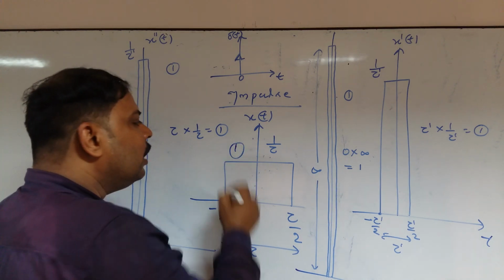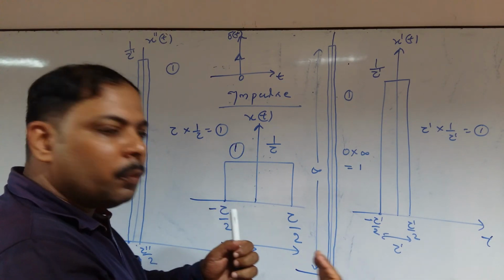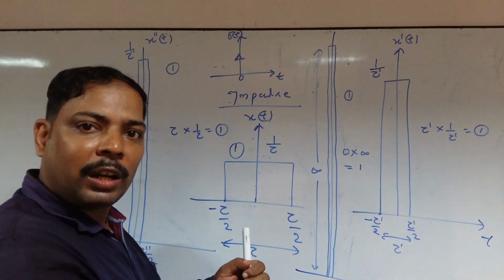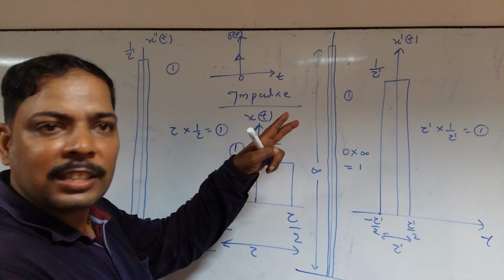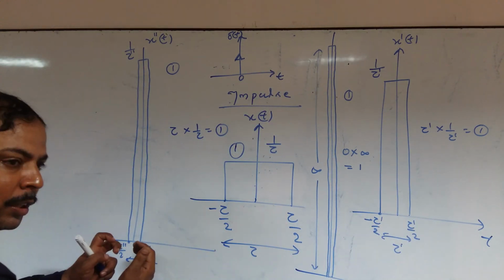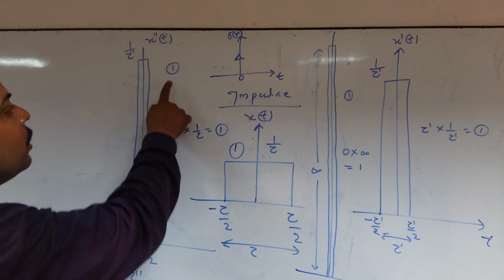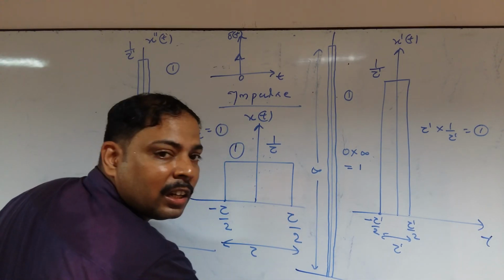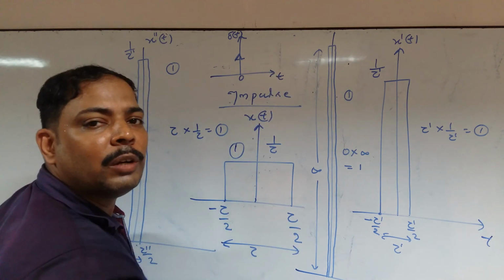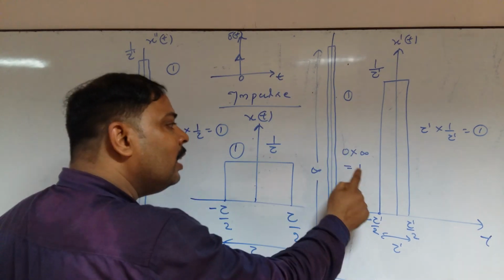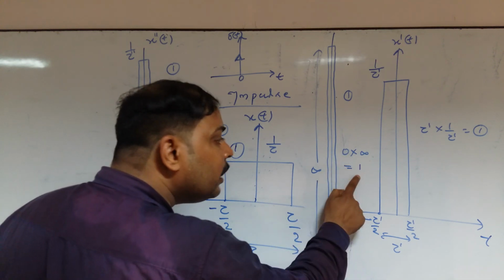Then what are we doing? We are reducing the width to preserve the area 1. When preserving the area 1, the height automatically increases, and you get the height as 1 by tau dash. Again you reduce the width, so the height again increases to keep the area the same, 1. So when you make this width tend to 0, definitely the height will tend to infinity. And what will be the area? The area is the same, 1. That means you can write 0 into infinity is equal to 1.